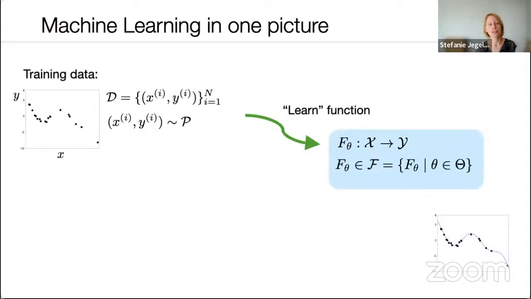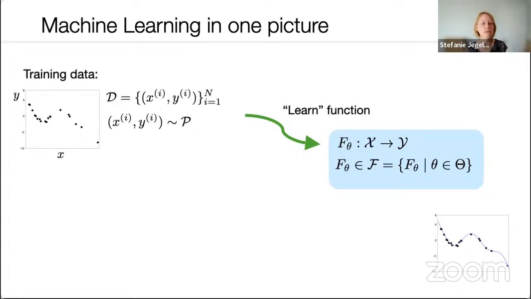But let me start with recalling what machine learning is all about. So think of regression or curve fitting. We're typically assuming that we're given so-called training data from an underlying distribution P, which consists of data points X and labels Y. And we're trying to learn a relationship between X and Y by selecting a function from a function class of parameterized functions with parameters theta.